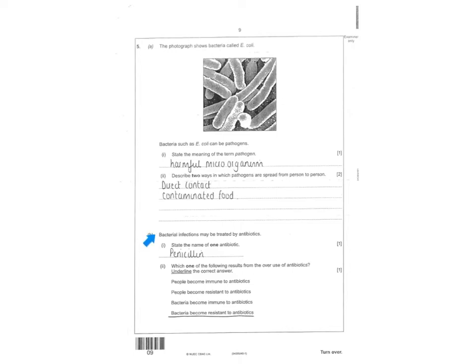Bacterial infections may be treated by antibiotics. State the name of one antibiotic. We look at penicillin. Which one of the following results from the overuse of antibiotics? The bacteria become resistant to antibiotics.